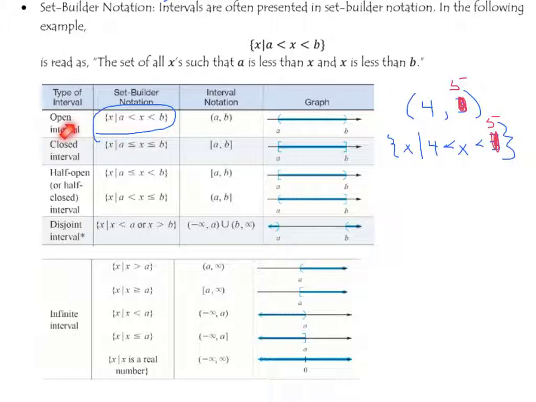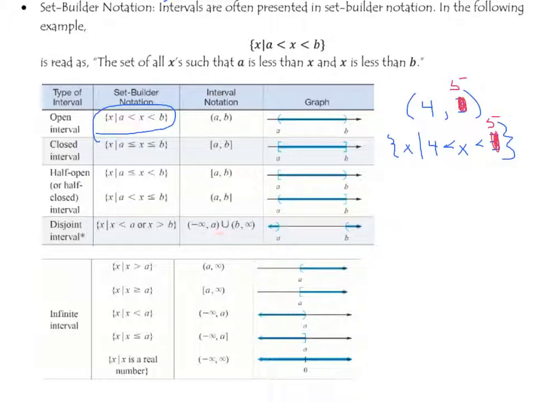Okay, an open interval is shown where you have parentheses on both sides. A closed interval has brackets on both sides. You don't need to know that. A disjoint interval you will need to know. A disjoint interval has a graph over this way, a graph over this way, and an area in between that is not included in the solution set. And it's shown like this.